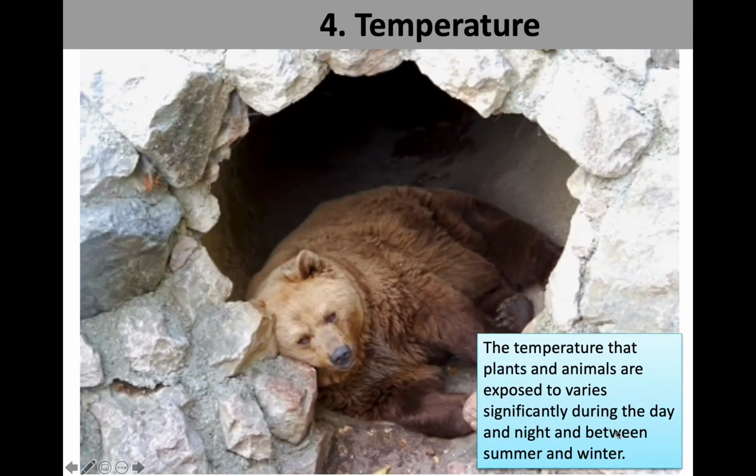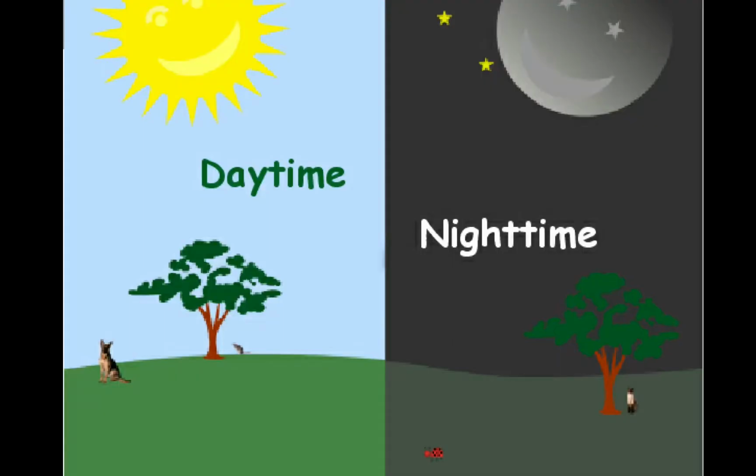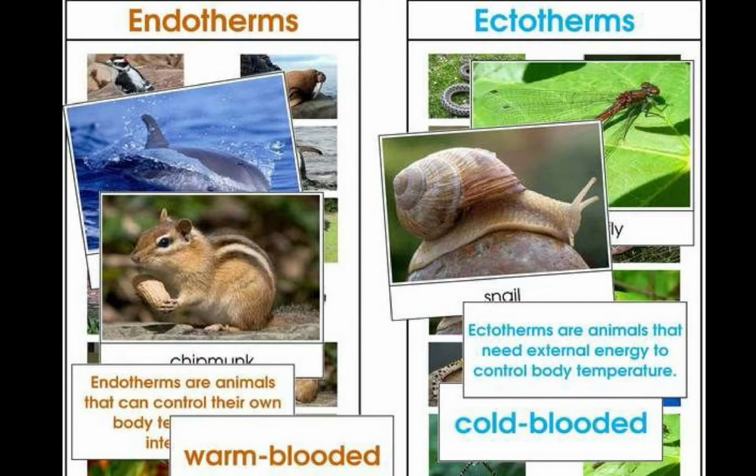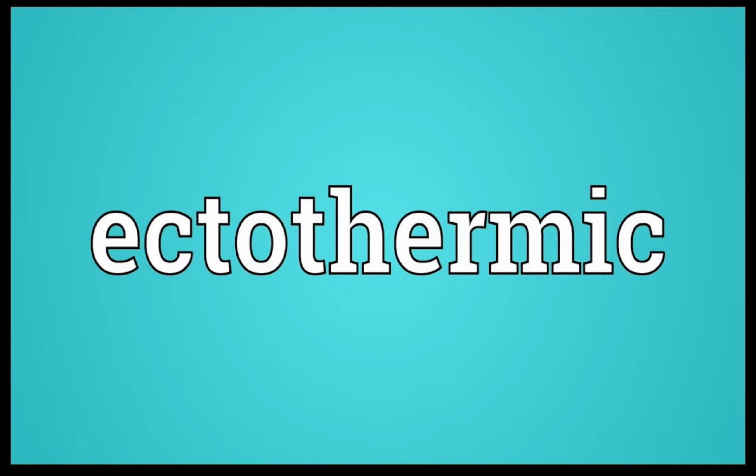Let's move on to temperature. Temperature is another example of an abiotic component. We know that the temperature that the plants and the animals are exposed to is going to be very, very different during the day and during the night, or between summer and winter. So let's talk about the two types of animals and how they adapt to these changes in temperature. The first type of animal will be the ectothermic animals.